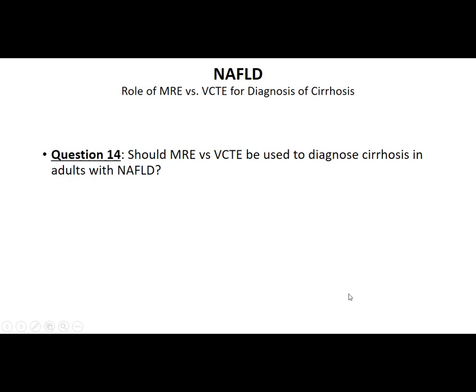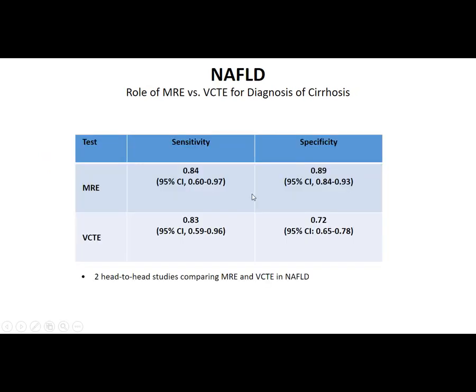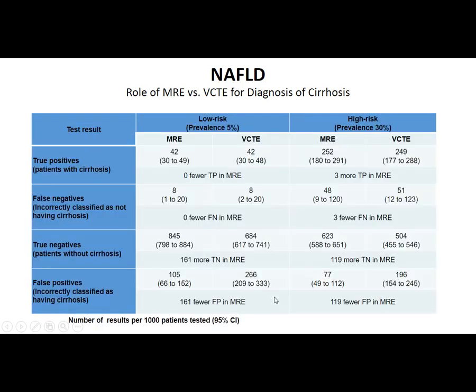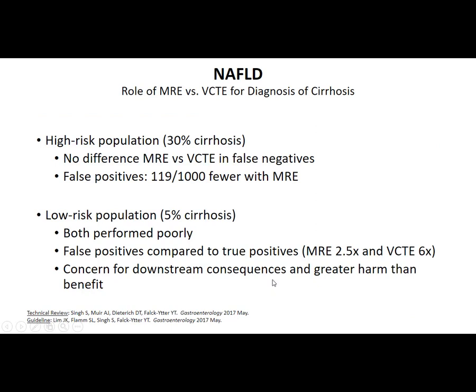Now, what about NAFLD? Even though this would be incredibly useful for NAFLD, can we use MR elastography versus VCTE to diagnose cirrhosis? Here are the numbers. MR elastography, about 84% sensitive, 89% specific, 83% sensitive for VCTE, but much less specific. It was 0.72. This was only based on 2 studies, however, comparing MRE and VCTE in NAFLD patients. Once again, we'll skip over these number tables. They're hard to decipher on a slide.